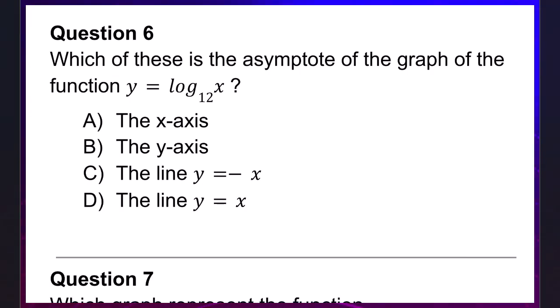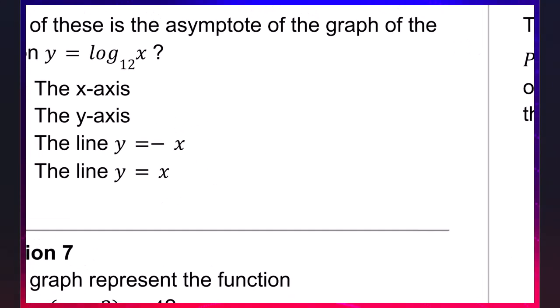Question number 6. Which of these is the asymptote of the graph of the function y equals log base 12 of x? For you to fully master this unit, you need to really truly understand all of the different graphs between exponential decay, growth, logarithmic growth, and decay. So let me remind you here. Exponential decay is always going to have an asymptote on your x-axis, and it will hit on the y-axis at 1.